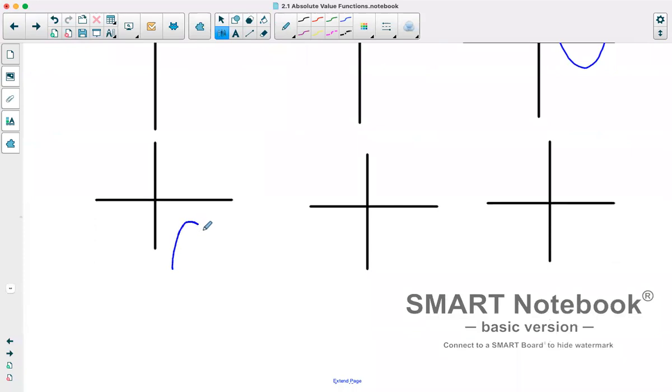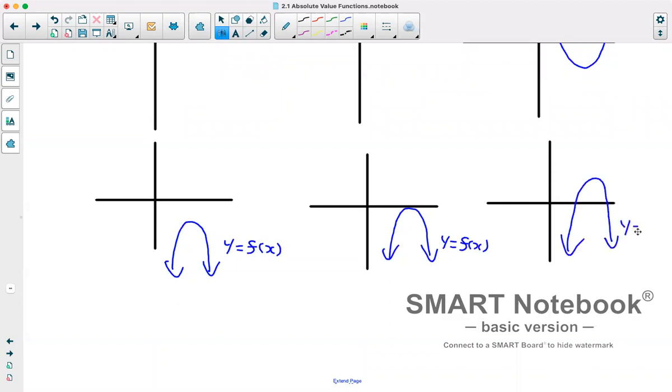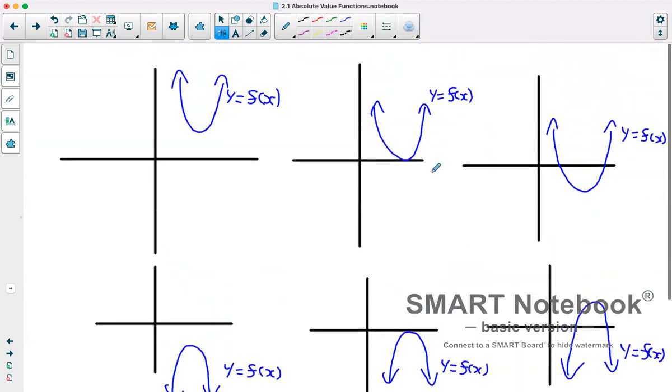So if we open downwards and don't cross the x-axis, or if we open downwards and have a vertex on the x-axis. And lastly, if we're opening downwards and cross the x-axis. So these blue ones are the original graphs.